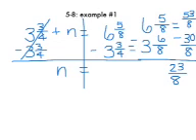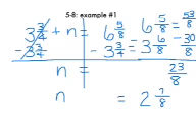Then you're going to take that and make it back into a mixed number. 8 goes into 23 twice. 2 times 8 is 16. 23 minus 16 leaves me with 7. So our final answer is 2 7/8.